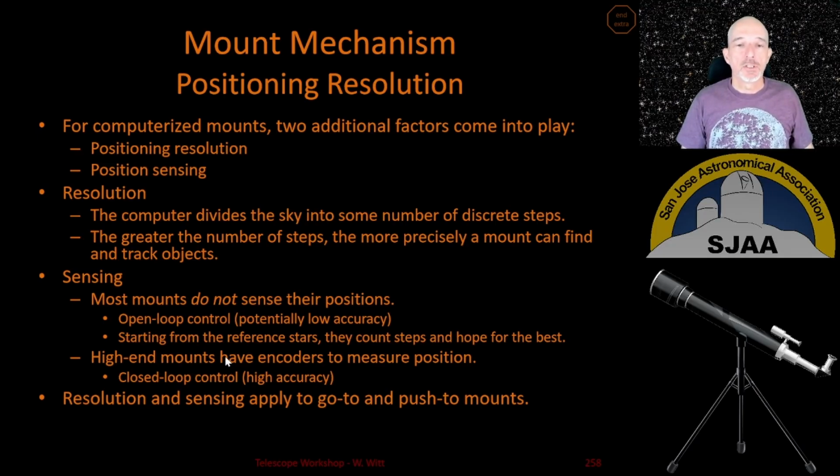So if you're really interested in astrophotography, again, this may be important. This may be interesting for you. So this resolution and sensing applies to go-to and push-to mounts. Actually, for go-to mounts, resolution and sensing apply, and push-to mounts rely really more on sensing, right? So to be able to push a mount to somewhere, there has to be some way for the mount to know where it is, to sense where it is pointing, so it knows whether you've pushed it to where you wanted it to go. So anyway, it's good to understand these concepts because they become important as you make your whole astronomy setup fancier, perhaps to accommodate astrophotography.